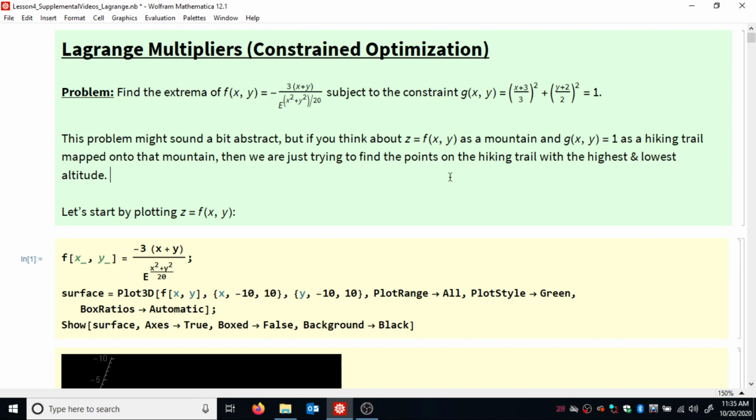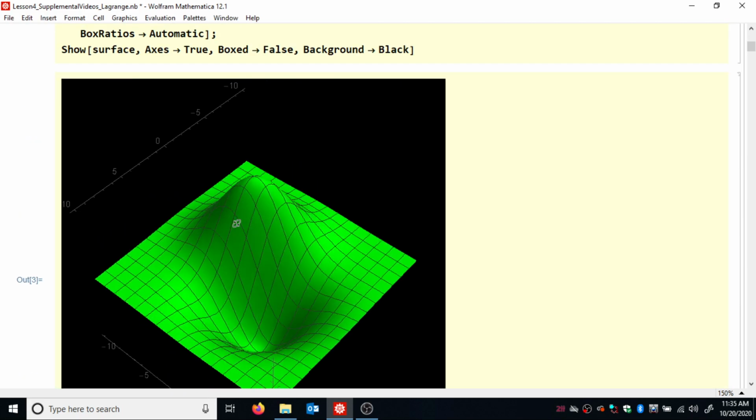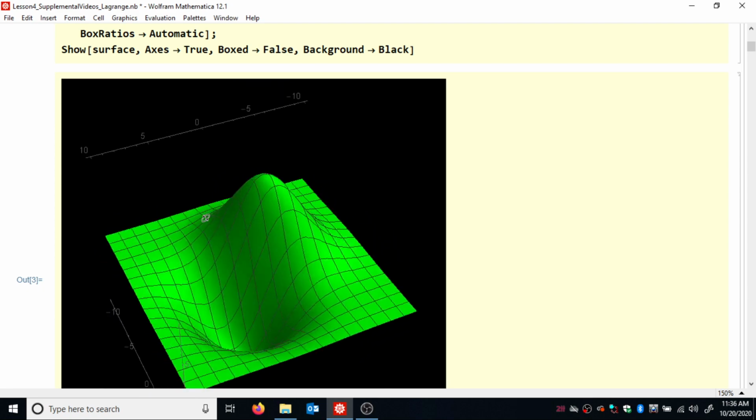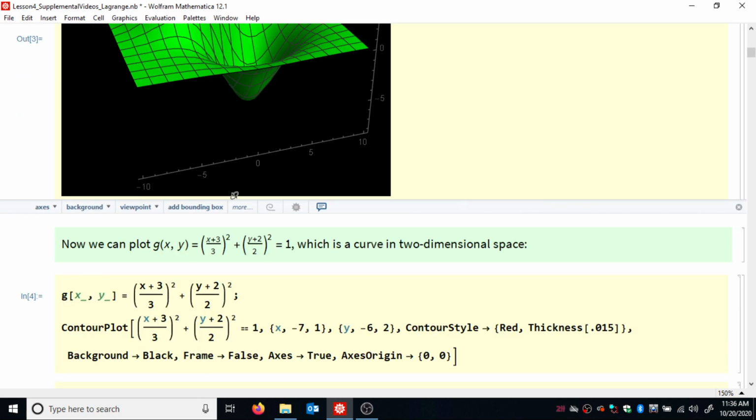So let me try to get a visual for you to make this a little more concrete. I'm going to start by plotting my z equals f of x, y. I have some fairly complicated equation here, and it plots out as this surface. Now, this is a constrained optimization problem, so I'm not looking for the top and bottom of this mountain necessarily. Instead, I need to map a hiking trail onto this mountain, and I'm looking for the highest and lowest points on that hiking trail. So let's build up our hiking trail and get it onto this mountain.